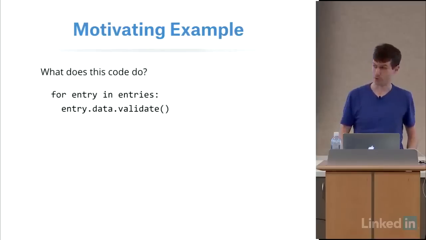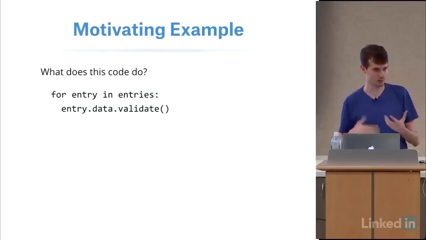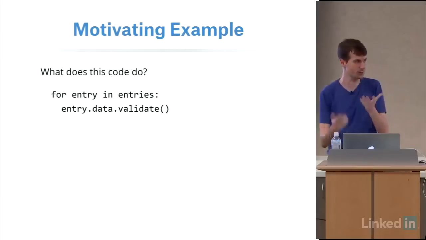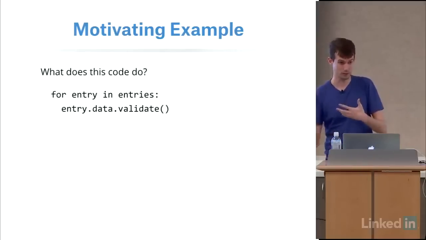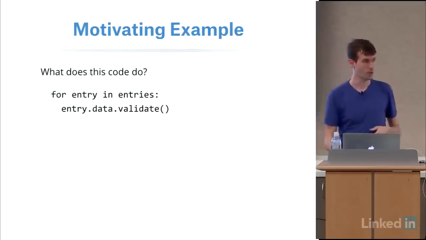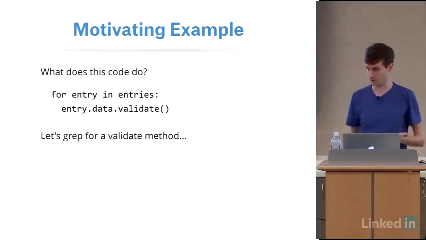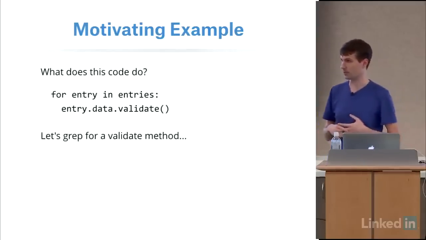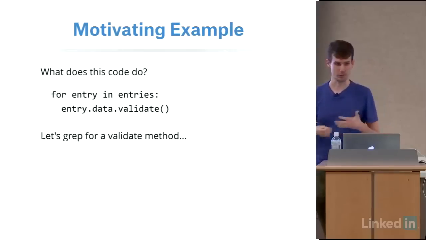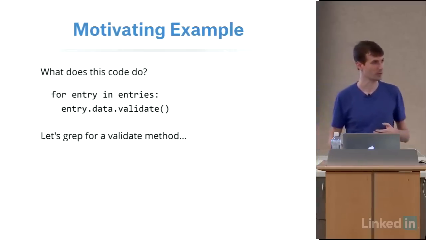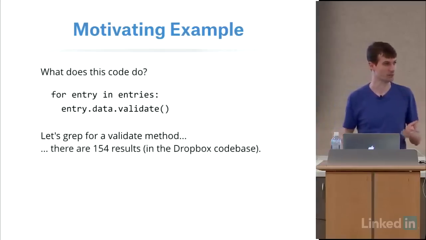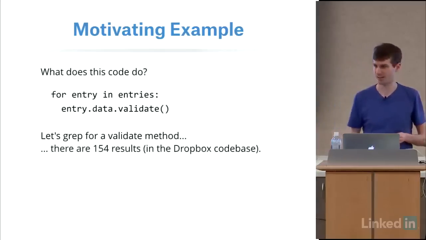So this code iterates through some entries, and for each entry, it takes entry.data, and then it calls a method called validate on it. Great, OK, so it's basically all about what this method validate does. Well, we can go search the code base for a method called validate. And if we're lucky, this might work. We might just find the answer and we're done. If we're less lucky, there might be 154 methods with that name, which is the actual number last I looked in the Dropbox code base.